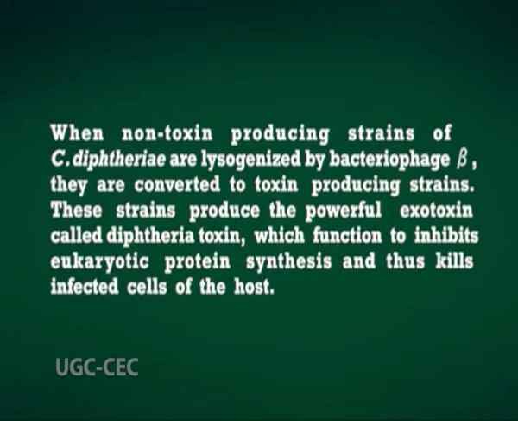When non-toxin producing strains of Corynebacterium diphtheriae are lysogenized by the bacteriophage beta, they are converted to toxin producing strains. These strains produce a powerful exotoxin called the diphtheria toxin, which functions to inhibit eukaryotic protein synthesis and thus kills the infected cells of the host.